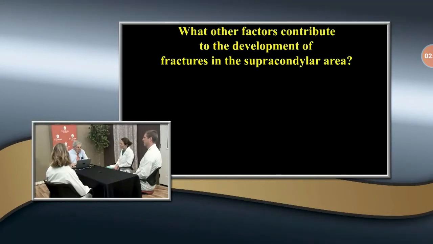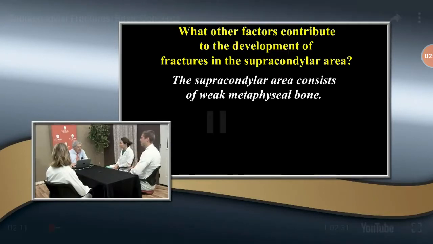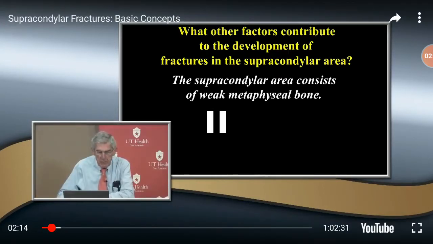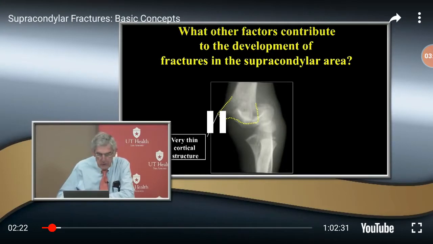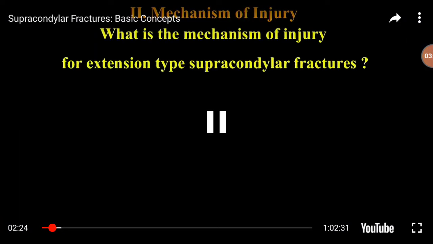So what other factors contribute? You just mentioned it a while ago. Oh, the weakness of the metaphyseal bone. That's right. This is metaphyseal bone. And remember, in our previous discussion, we said metaphyseal bone is weaker because it's bone that's remodeling, so it's a very thin cortical structure. And then the other mechanism of injury.